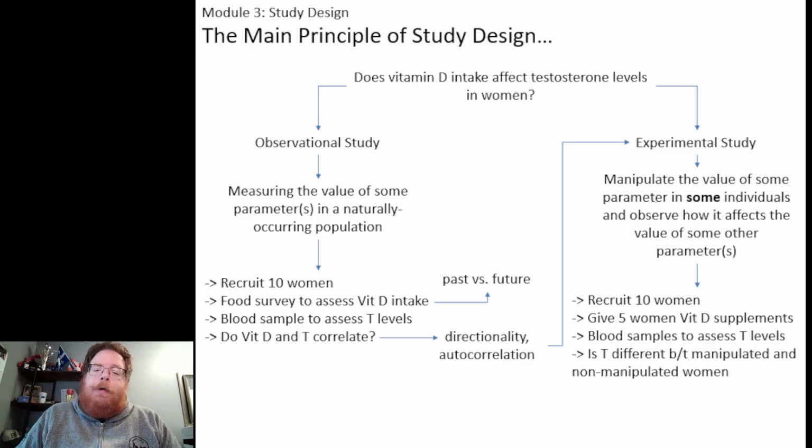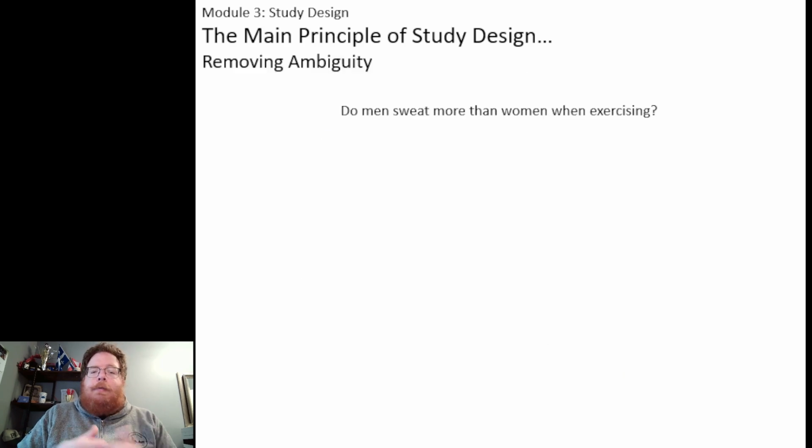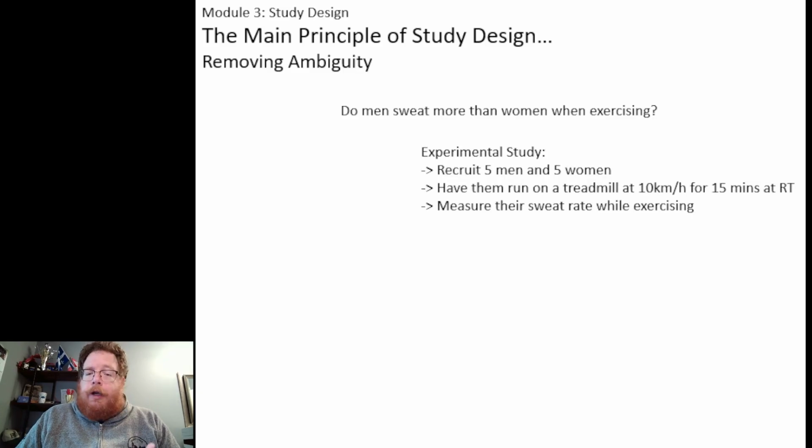I don't want you to come away with the impression, though, that every time you do an experimental study, there's not going to be ambiguity. So let me talk about some other experimental studies where there could be ambiguity, and you have to see that ambiguity in advance to make sure that you design a better study. So here is another research question. Do men sweat more than women when exercising? That's a question that we've come up with. And here is an experimental study that I've designed to address this question.